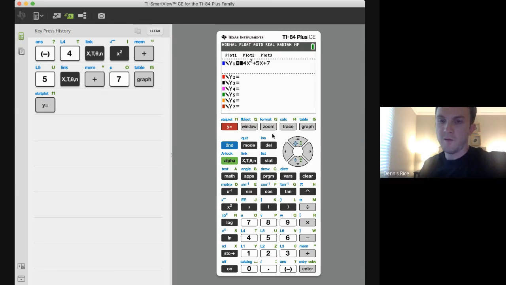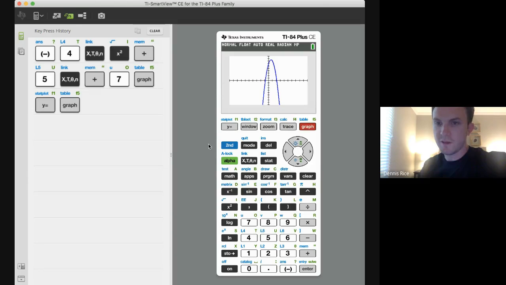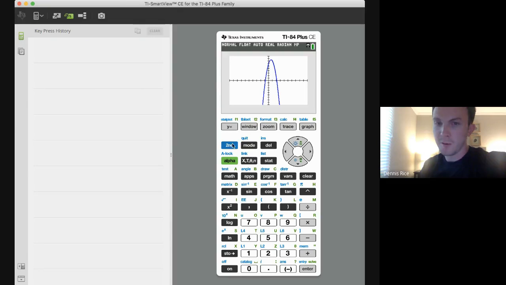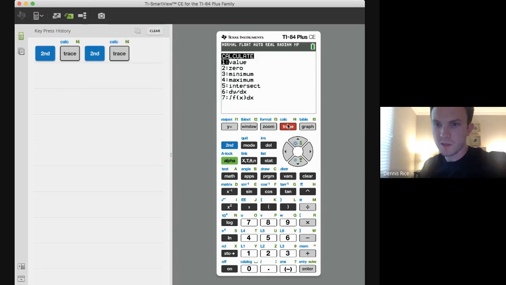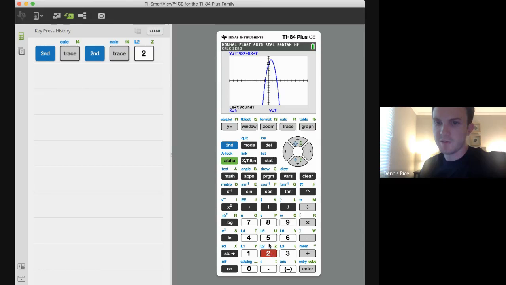Okay. Now, if you hit graph, we see a picture of this. Great. What I want to focus on is what we saw in class today, the idea of how to find zeros. This was a little weird. So if you hit second trace, it's option 2 for zero. Now, this was confusing, so listen. Left bound, right bound. The calculator is very forgiving with a lot of things, like with intersect, you don't have to move at all and we'll find it.